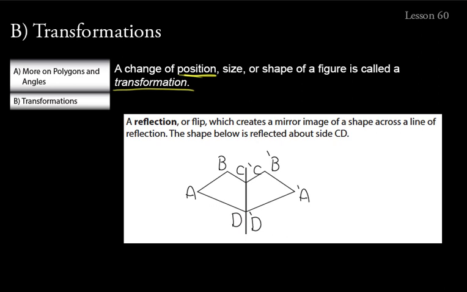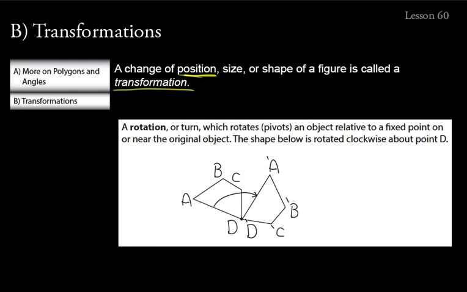Another type of transformation is a reflection or flip, which creates a mirror image of a shape across a line of reflection. So the shape below, that's reflected around side CD. And sometimes a shape might be reflected around the x-axis, around the y-axis. It may be reflected in different ways. It looks like a mirror image. Notice how point C there and C prime, they basically touch each other. Point D and D prime, they basically touch each other. They didn't really move in this example. Some reflections do, but it's not like a translation where everything moves the same distance.